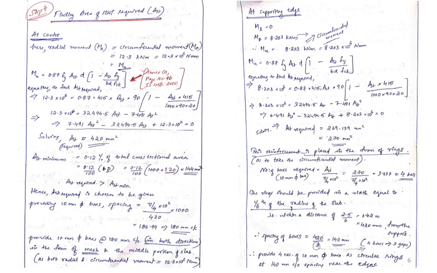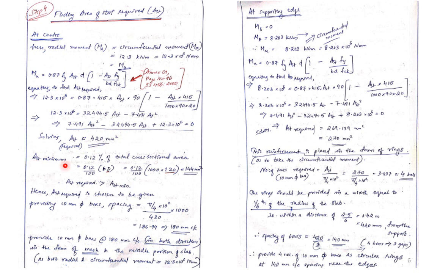What is the d value? It is 90 mm, 120 minus effective cover 30, that is 90 mm, into 1 minus Ast, unknown, fy 415. b, we are taking for a 1 meter strip, so b is 1000 mm, and d again is 90, fck is 20, M20 concrete. Equate it, you will get a quadratic equation in the form equal to 0, and if you solve it, you will get Ast required. It is around 420 mm square.